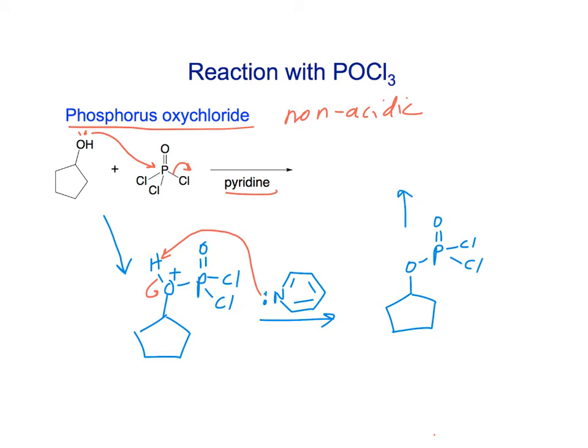And then another molecule of pyridine can remove a proton to trigger this E2 elimination. Okay, so this is E2, and the key thing is that it's non-acidic.